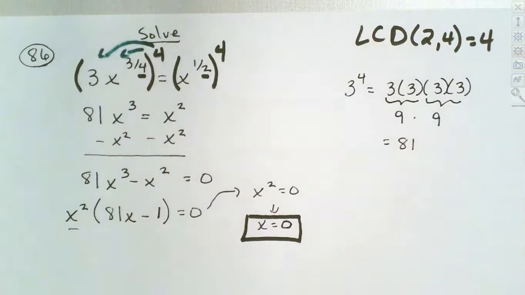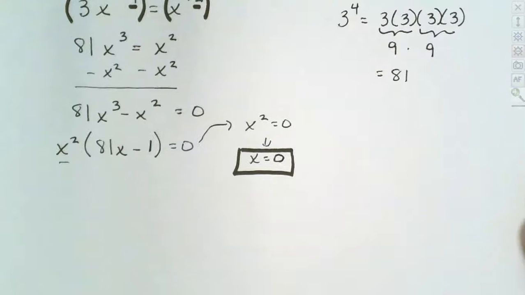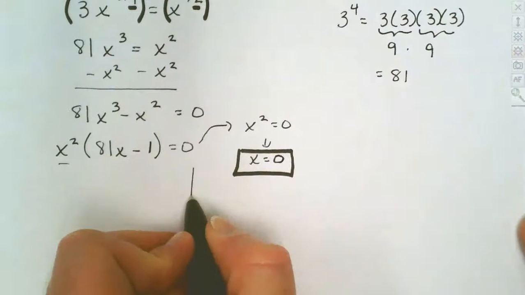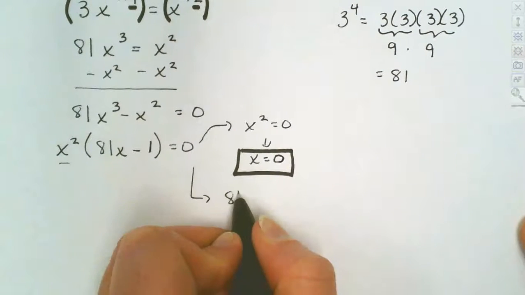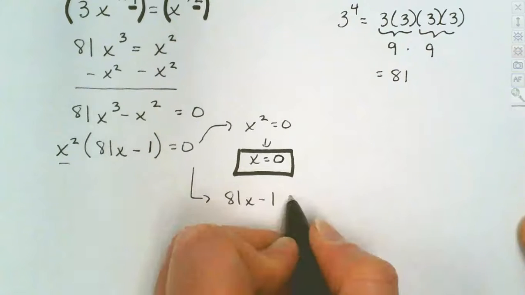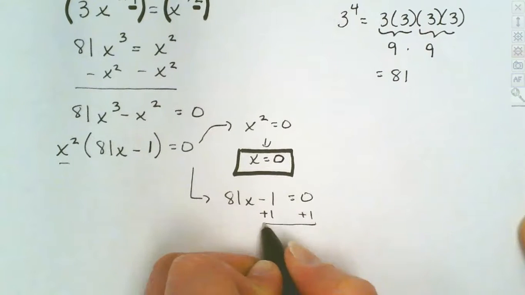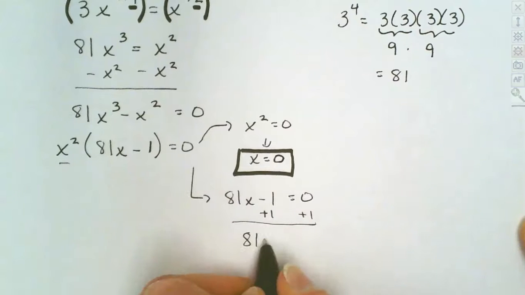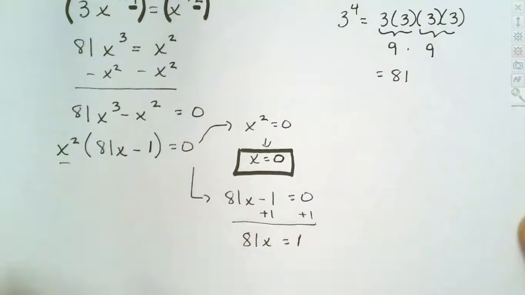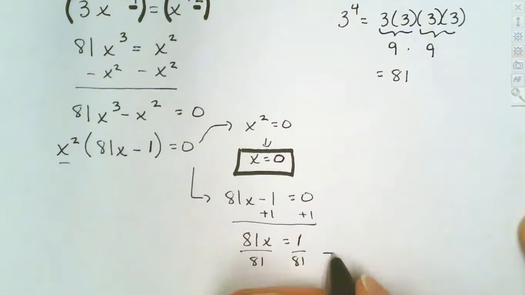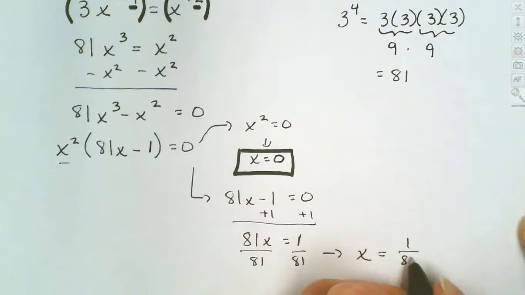What about the other one? Well, the other one is 81x minus 1 equals 0. So we're going to add 1. And so 81x equals 1. Divide by your 81. And my second solution is x equals 1 over 81.